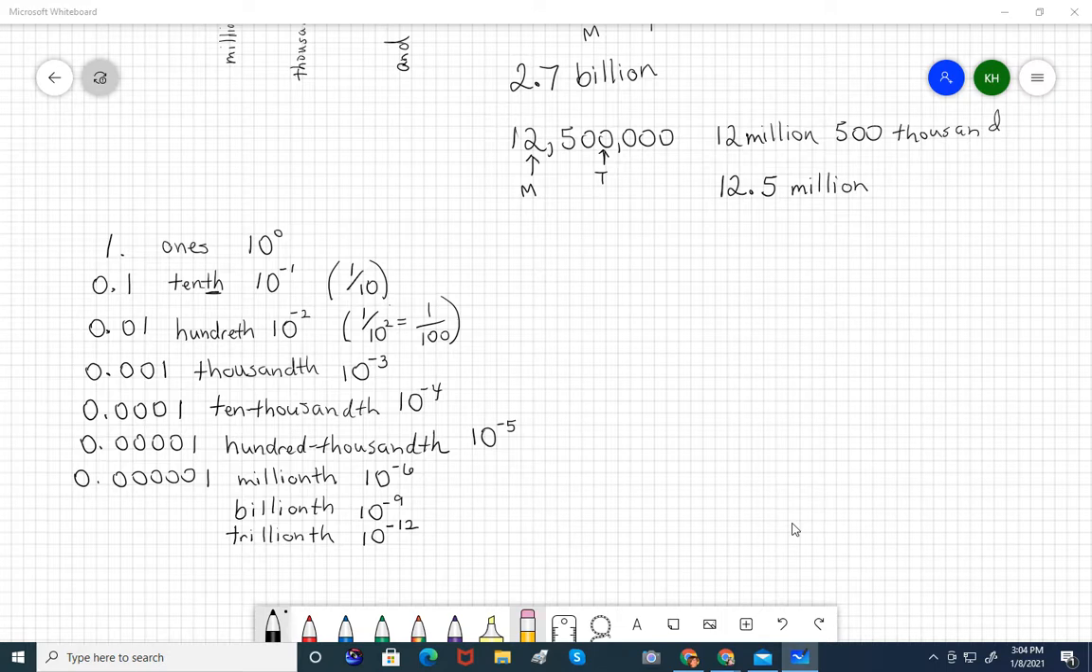Tell you what, we'll do one more. Let's do 2,340,000 decimal point. Okay, let's see if we can read this. Notice this is in the millions. We would read this 2 million. These are in the thousands. 340,000.